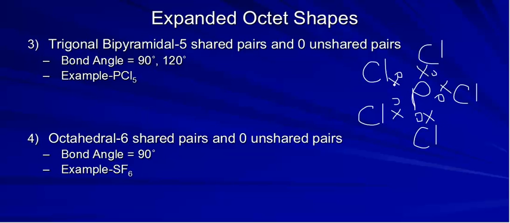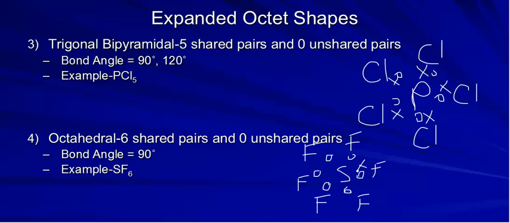Number 4, octahedral, SF6. There's going to be 6 fluorines bonded to the sulfur. And again, to not make this as messy as possible, we're going to make it neat here. The F's have 7. I'm just going to draw 1. And then the sulfur has 6. So it works out really nicely because the sulfur gives 1 valence electron to each F. The sulfur has 6 bonds, 6 shared pairs, 0 unshared. Bond angle is 90, and that's an octahedral shape. And again, I'll show you the 3-dimensional molecule in class.